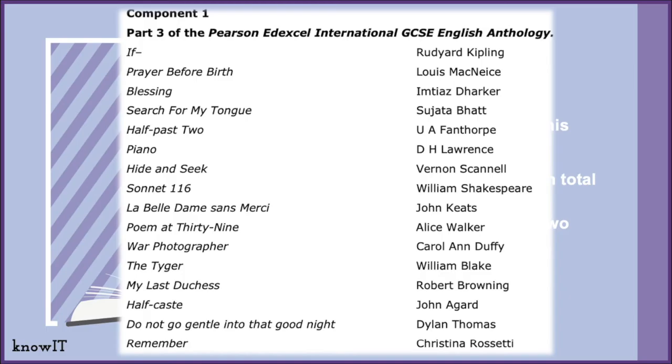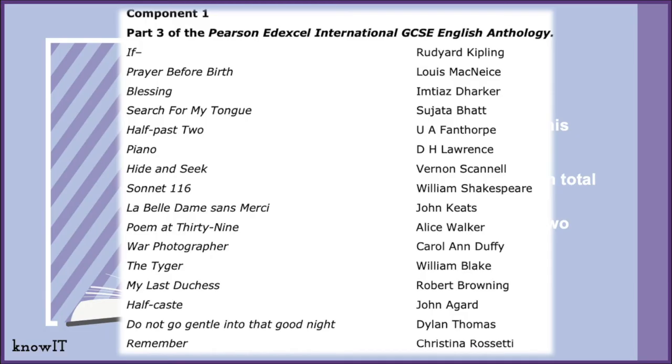Okay, so If by Rudyard Kipling, Prayer Before Birth by Louis MacNeice, Blessing by Imtiaz Dharker, Search for My Tongue by Sujata Bhatt, Half Past Two by U.A. Fanthorpe, Piano by D.H. Lawrence, Hide and Seek by Vernon Scannell, Sonnet 116 by William Shakespeare, La Belle Dame Sans Mercy by John Keats, Poem at 39 by Alice Walker, War Photographer by Carol Ann Duffy, The Tiger by William Blake, My Last Duchess by Robert Browning, Half Caste by John Agard, Do Not Go Gentle Into That Good Night by Dylan Thomas, and Remember by Christina Rossetti.